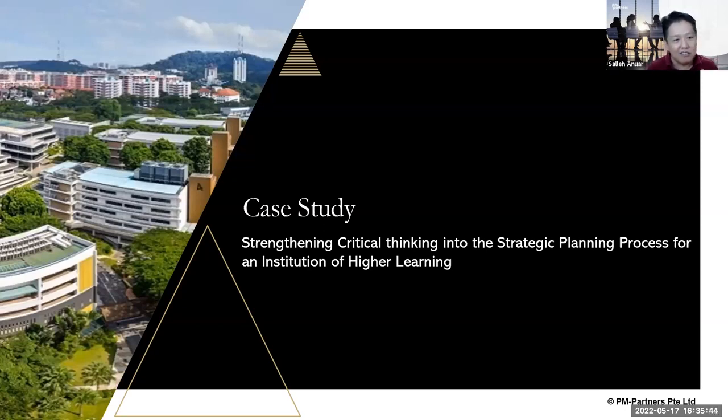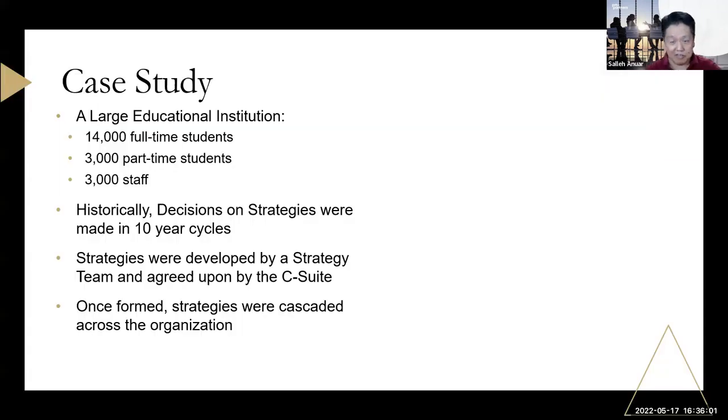working on right now with an Institute of Higher Learning, where they have asked us to help them in their strategic planning process. Okay, so they go through this cycle every 5 to 10 years of creating what they call a transformation vision of what they need to be in the next 5 to 10 years. And they go through a strategic planning process.